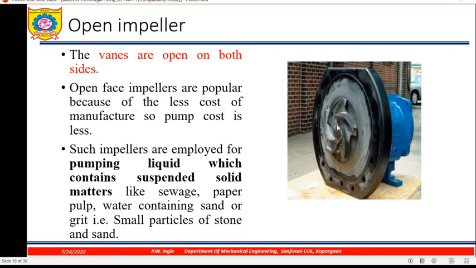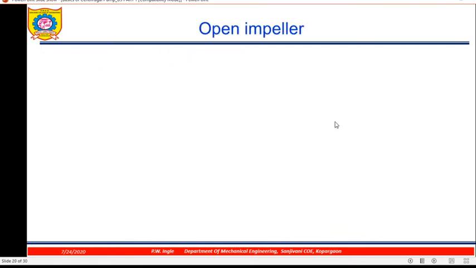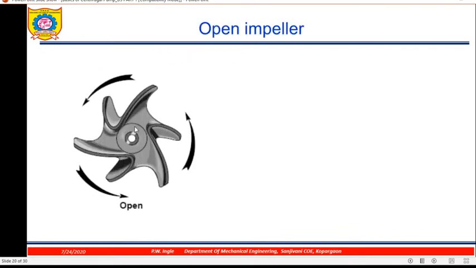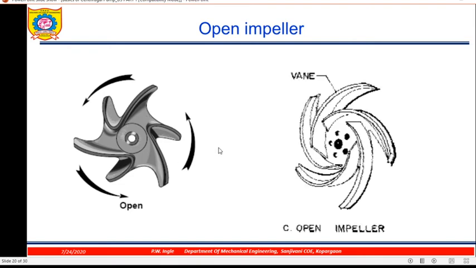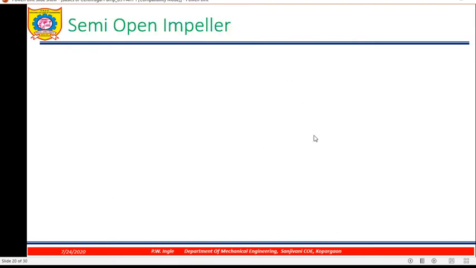So you can see this is open impeller. Or you can see again diagram of open impeller. These are the vanes. This is also open impeller.